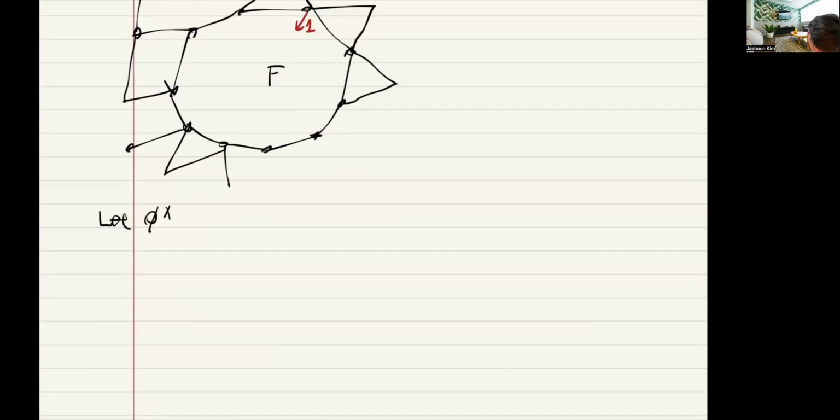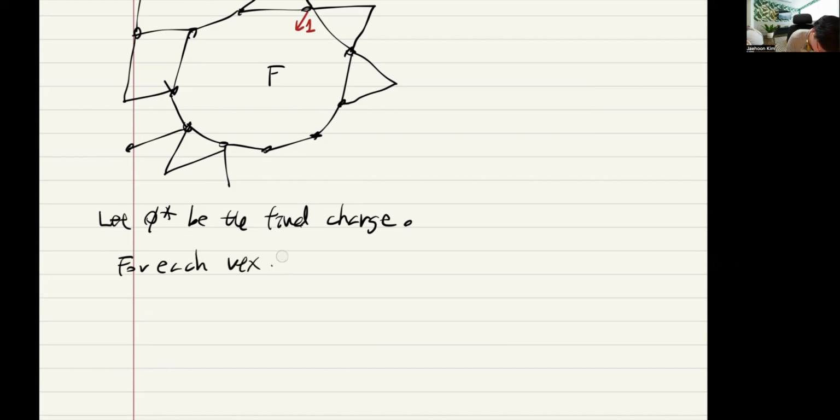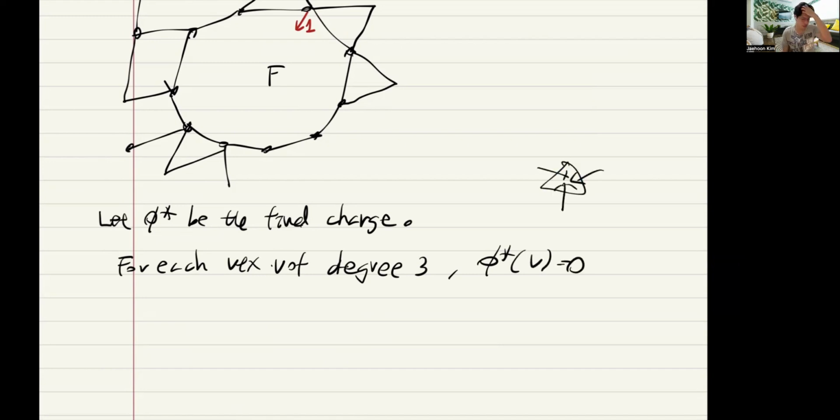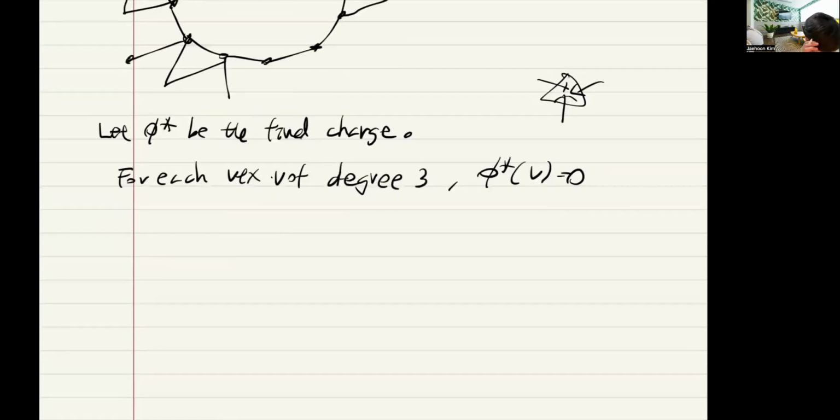And pi star is the final charge after discharging. Then for each vertex V of degree 3, its final charge is 0, because initially it was negative 3, and then we take 1, 1, 1 from its faces.